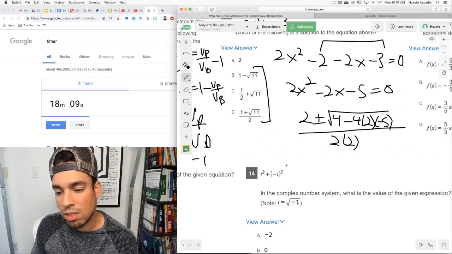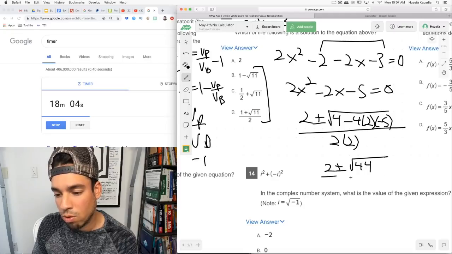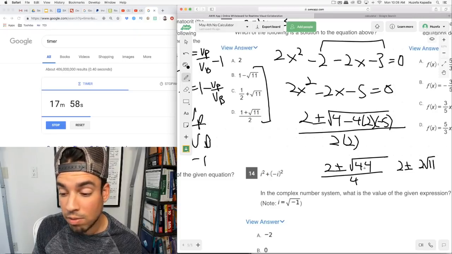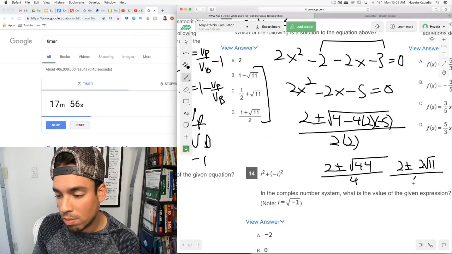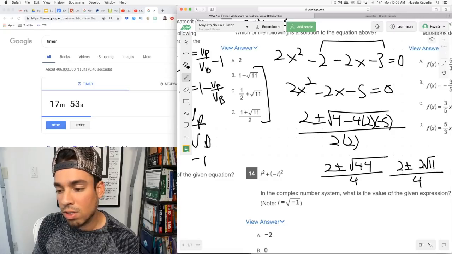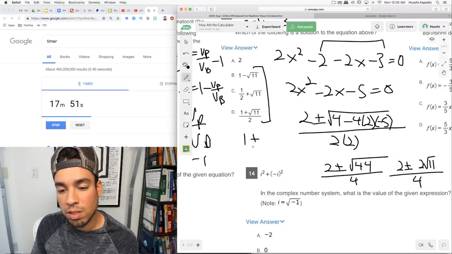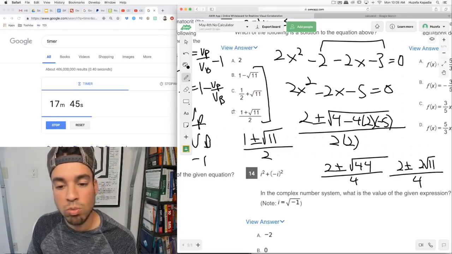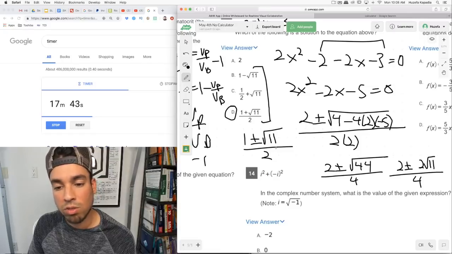And then the two negatives cancel out. So 2 plus or minus square root of positive 44 over 4. Square root of 44 can be reduced to 2 root 11 because it's 4 times 11. 4 is a perfect square, and that comes out as a 2 divided by 4. And then divide everything by 2, and you get 1 plus or minus square root of 11 over 2, right? Divide that by 2, that by 2, that by 2. And one of the solutions would be this guy, right? 1 plus the square root of 11 over 2.